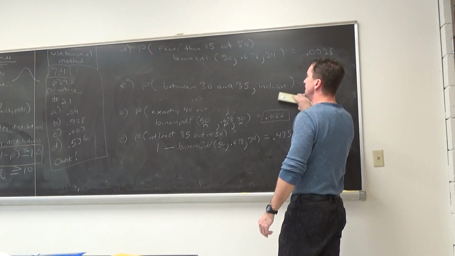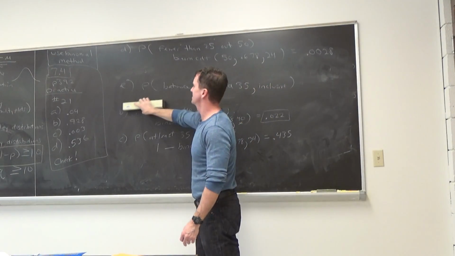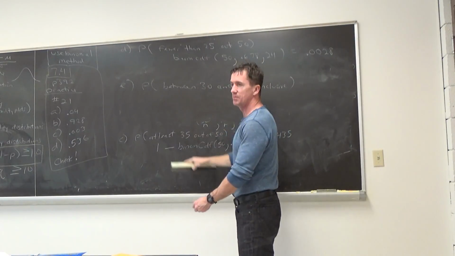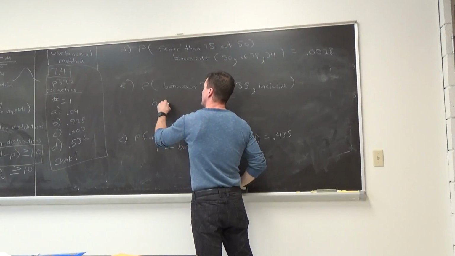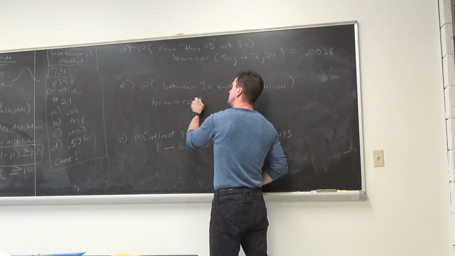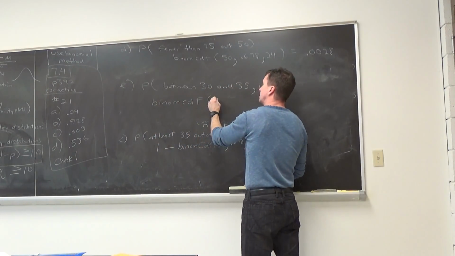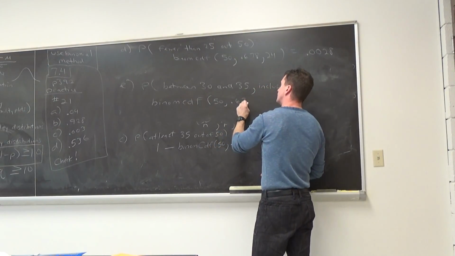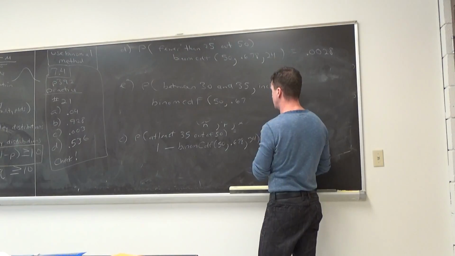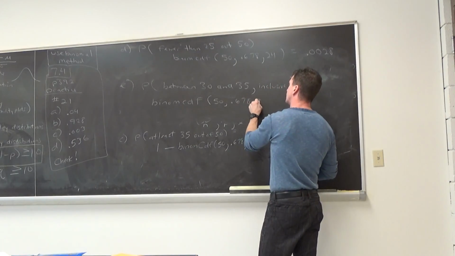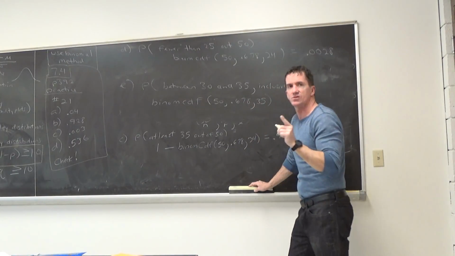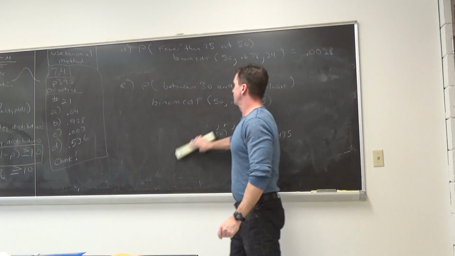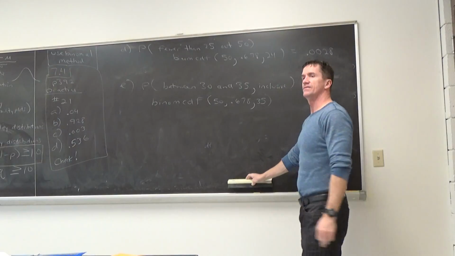And then letter E. Probability between 30 and 35, inclusive. Okay, how do we do that? Well, I'm not using the 1 minus, but I'm going to use the cumulative button. Binom CDF, that means cumulative. Let's go up to 35, with 0.678. What did I just do? It took cumulative all of them to 35, 0 to 35.